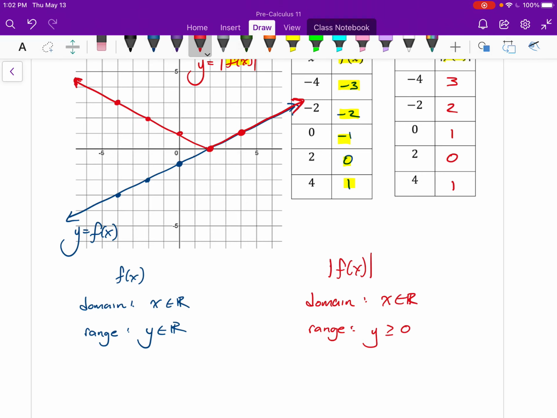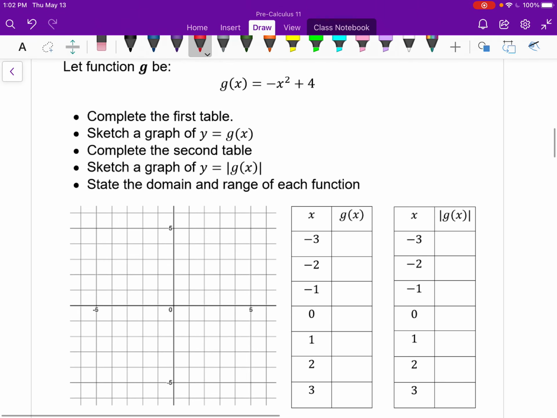All right, so let's look at this. And this is the last example where I'll have the table. And again, we may not even need the table. So like before, I have a function. I'm calling this g of x. It's a quadratic function. And I want to eventually find the absolute value of g of x.